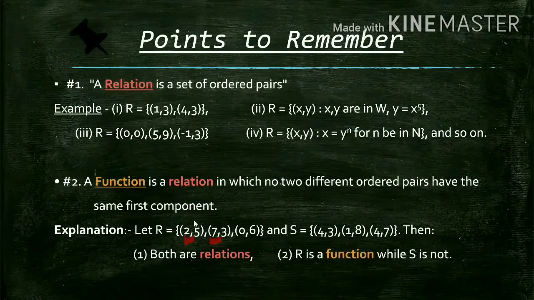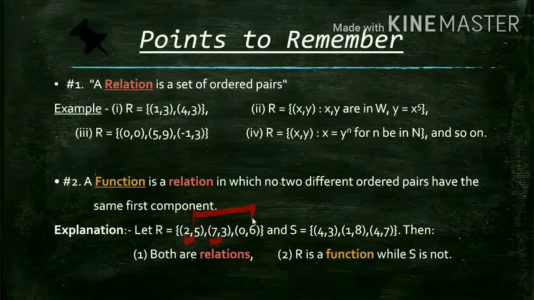Now if I consider (2, 5) and (0, 6), these are different ordered pairs and their first components are also different. One has 2, another has 0, right? I can also pick these two as well: (7, 3) and (0, 6). These are also different, and they do not have the same first component. So that means this property is also satisfied for R.